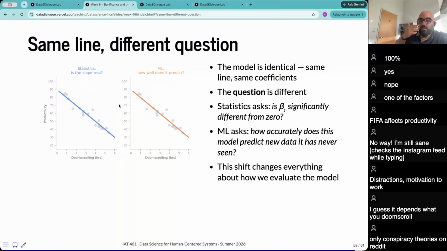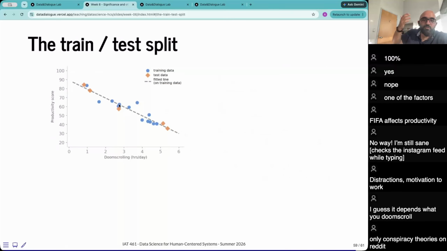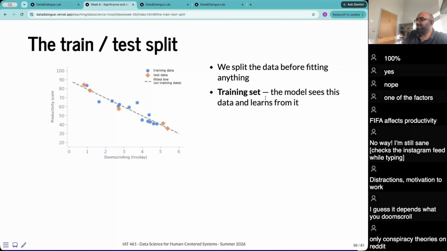We can do R squared and stuff, but what we care about for machine learning is this. We leave a percentage of the data points out. We don't train the model using those. Then we give them to the model and see how much error we get. We split the data before fitting anything. The training set is the data that we show the model. The test set is the data we don't show to the model.